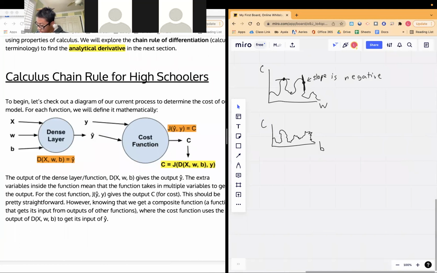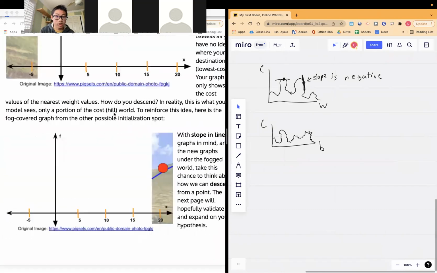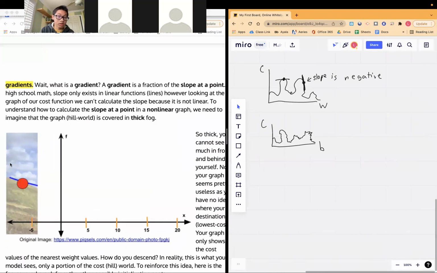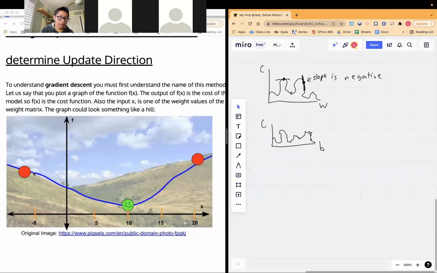Oh wait, actually I'm doing this wrong. Going back over here, you see how here the slope was negative, right? You have to increase to get a lower cost. If you were over here, then you would have to increase the weight value to get a lower cost over here. Because your slope is negative and you see the cost is lowest over here. If your slope is positive, then you're gonna decrease your weight, right?